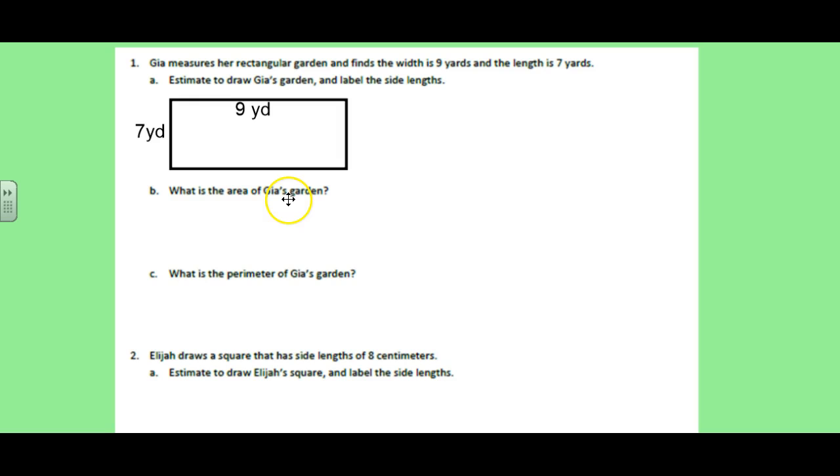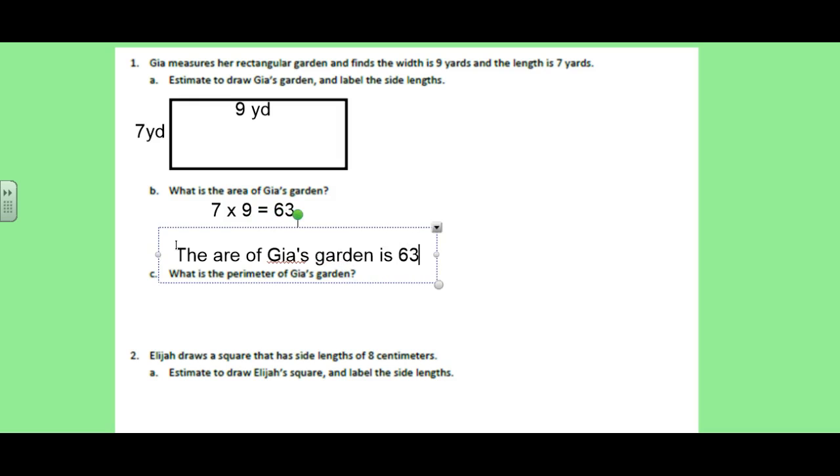Part B says what is the area of Gia's garden, and we're going to put our equation that we would have used, which is 7 times 9. If you don't know 7 times 9, I want you to push pause and figure that out right now, and push play whenever you're ready to check it. So we know that 7 times 9 is 63, so now we're going to write in a sentence saying the area of Gia's garden is 63 square yards.